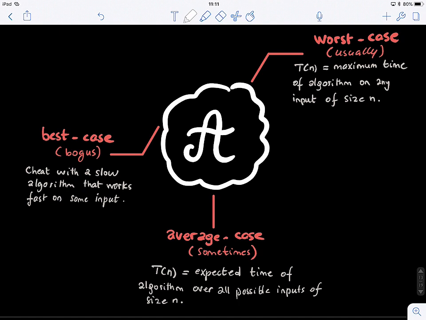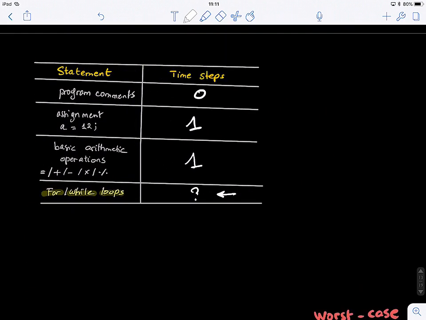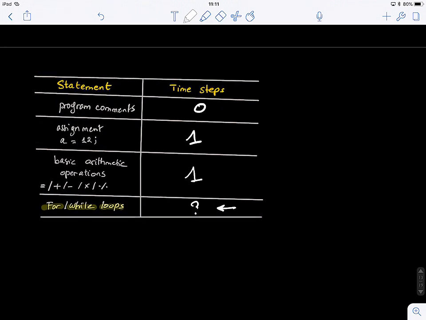Sorry for interrupting your speech. While we're saying time steps, are we mentioning something like a machine cycle, or what's the time step? A time step is just an instruction that the algorithm is running only 1 time, okay? I'll give you a detailed example in a little bit.